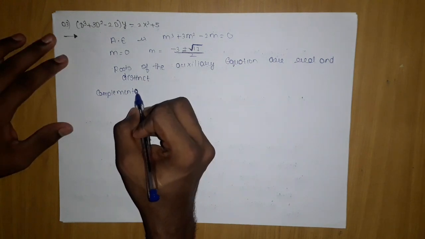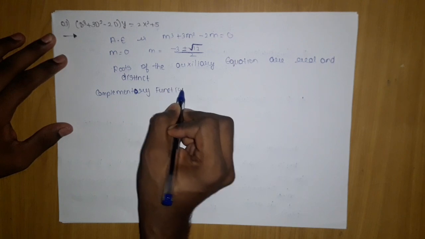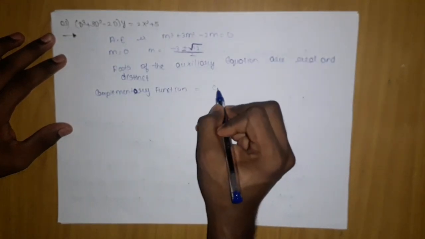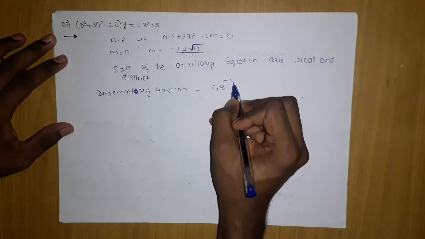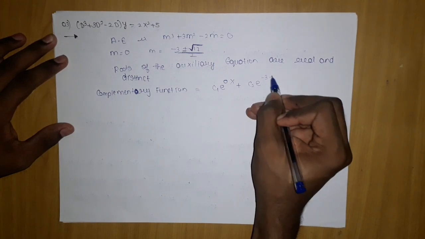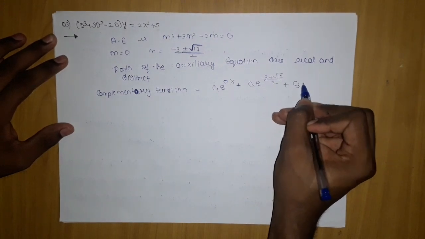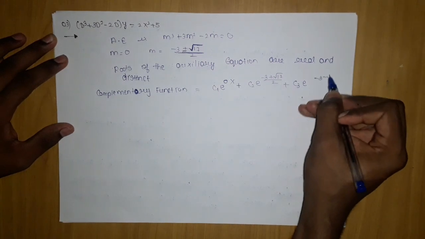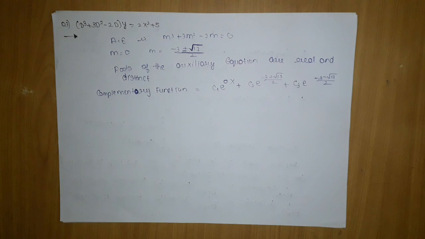Complementary function is nothing but c1 e to the power 0x, secondly it will be c2 e to the power (minus 3 plus root 17) by 2, and third it will be c3 e to the power (minus 3 minus root 17) by 2. So we are getting something like this as our complementary function.